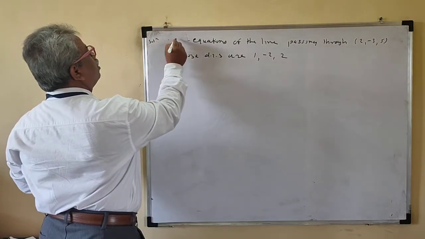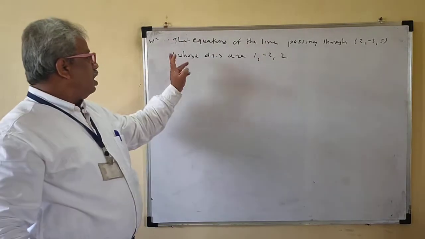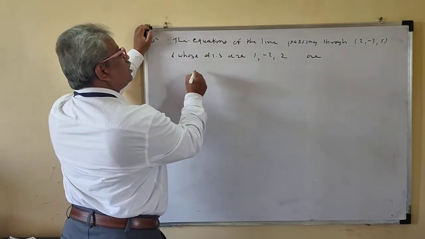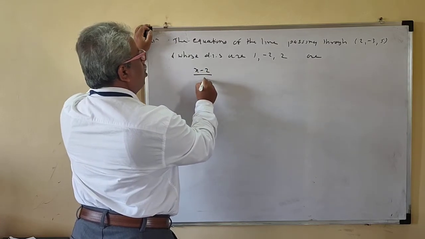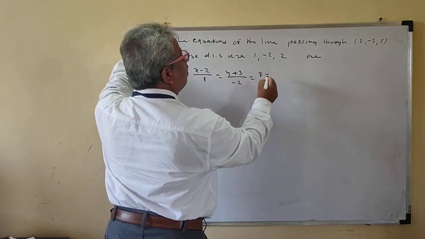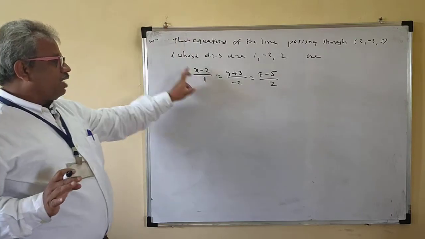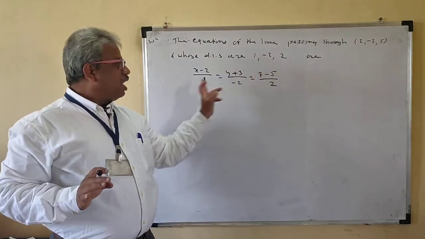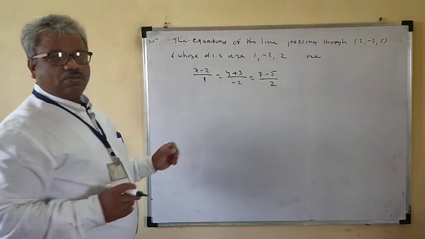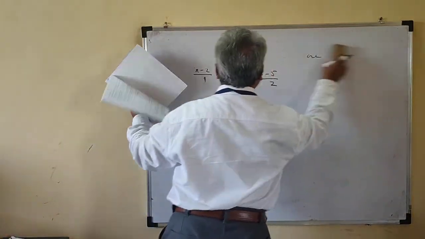Solution. Directly write down the equations of the line passing through this point and whose DRs are these. (x - 2)/1 = (y + 3)/(-2) = (z - 5)/2. Very simple. x minus x1, y minus y1, z minus z1, and these are the direction ratios in the denominator. So the problem is over now. This is a one line answer. Next we will take the problem.